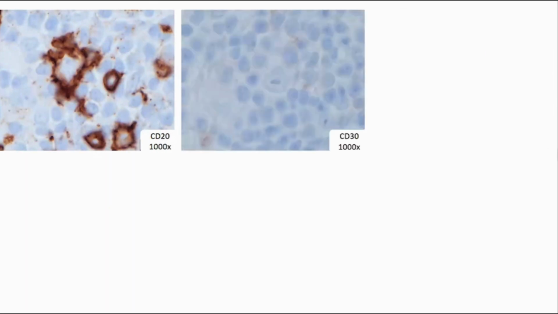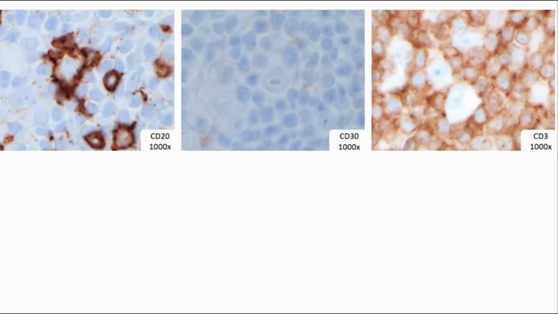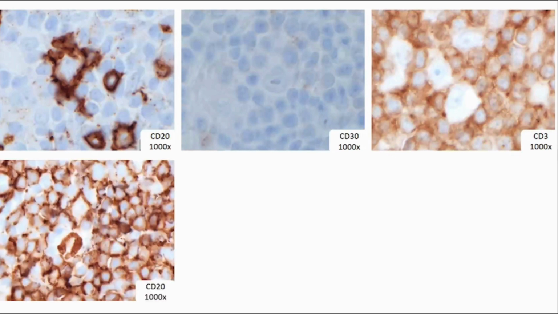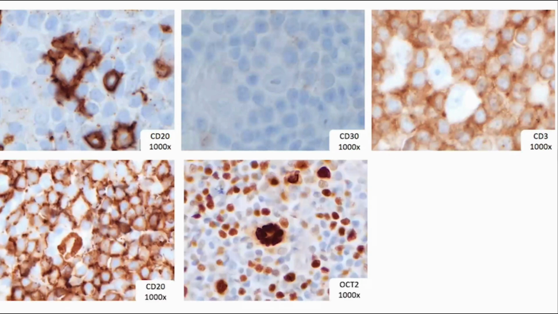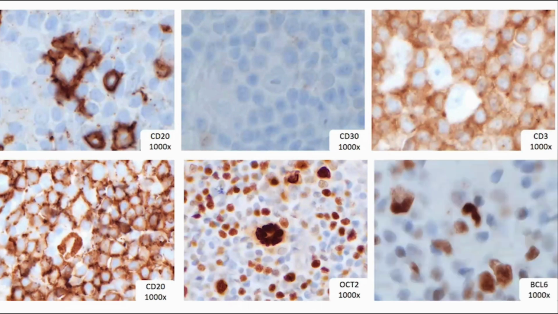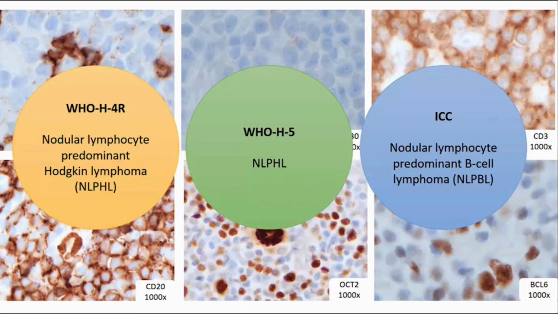But these cells are positive for CD20, notably absent for CD30. CD3, which highlights T cells, could make rosettes around these big atypical cells. OCT2 was also positive in these, and that's the most reliable marker in this case. And then BCL6 was also positive in these atypical cells. So this was called nodular lymphocyte predominant, or NLP, Hodgkin lymphoma in the 4R.